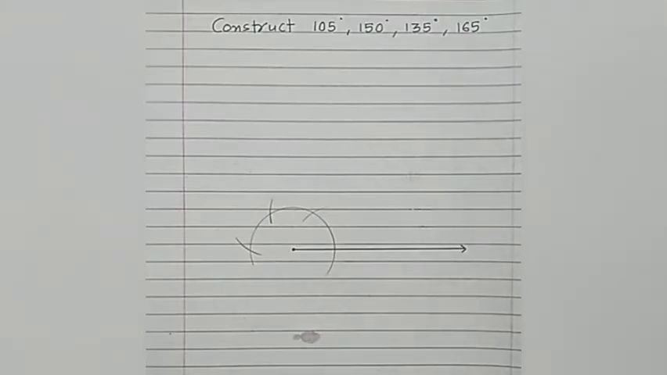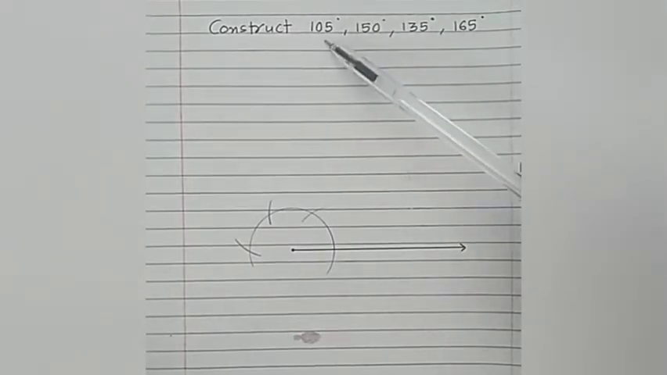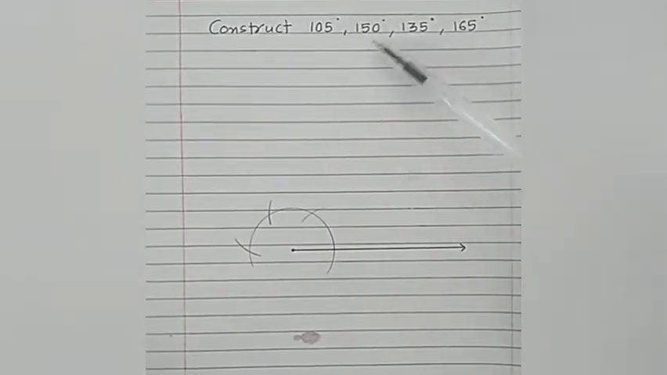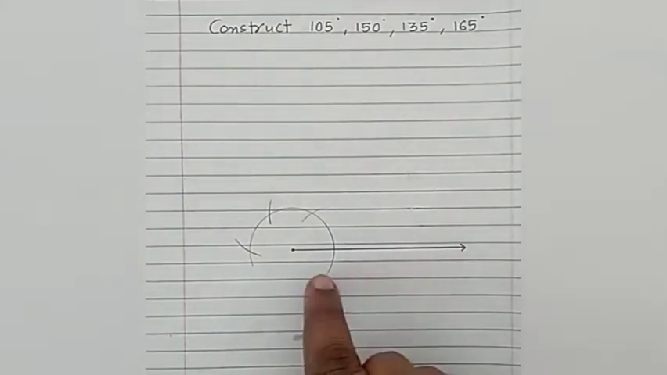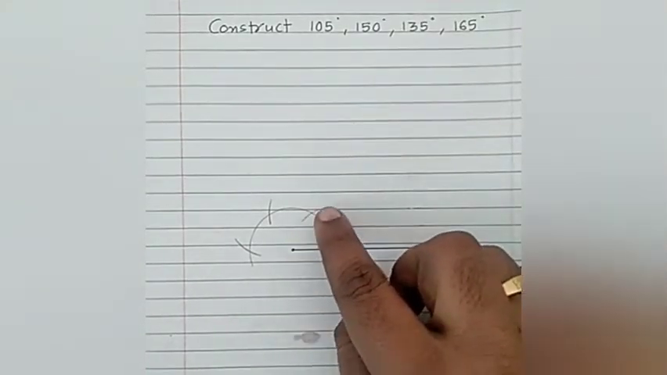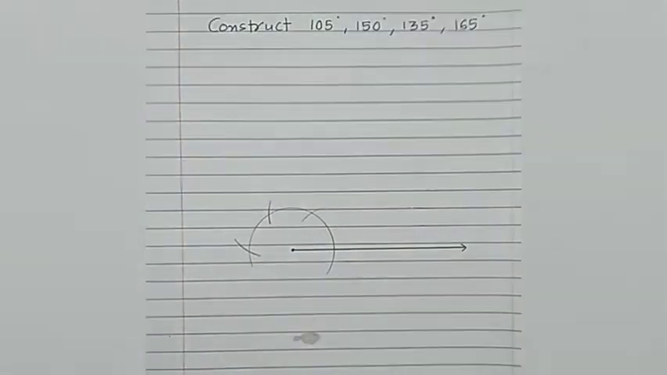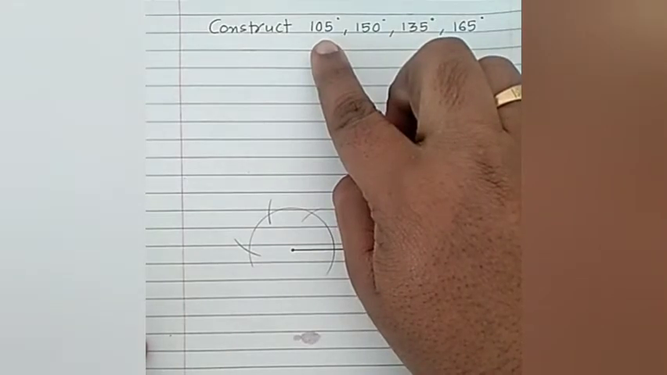Students, now let us look into the final set of angles. As far as construction of angles is concerned, we shall try to make 105 degree, 150 degree, 135 degree and 165 degree. Now, if you could see, to begin with, I have made the ray, made the arc of desired length and shown for you what is 60 degree, 120 degree and 180 degree. Now, the next step is to make an angle of 105.